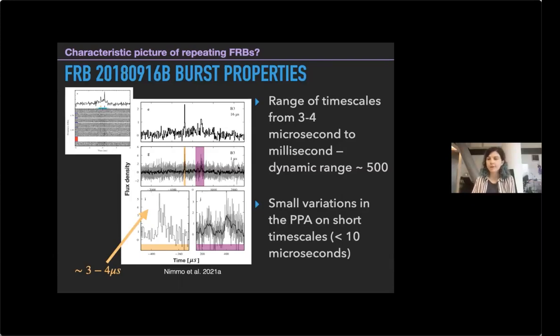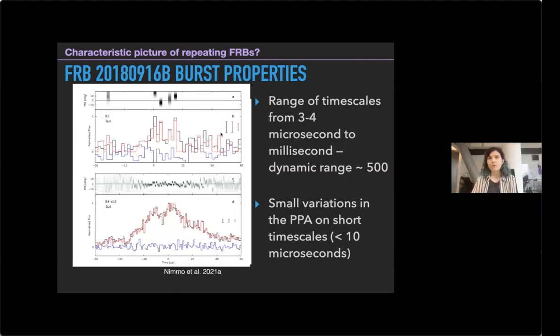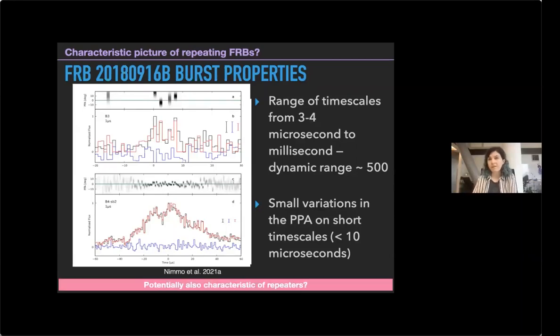Not all of the bursts in this sample resolve down to these microsecond structures, and actually we see a range of different timescales with a dynamic range of timescales of about a factor of 500. And also on these really short timescales, we see subtle but measurable variations in the polarization angle, which is shown in this plot here. Potentially, these are also characteristic of repeating FRBs.